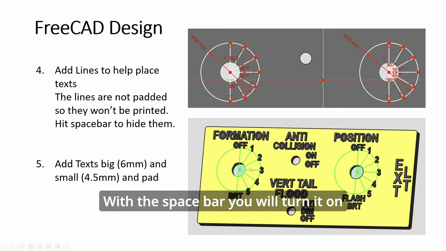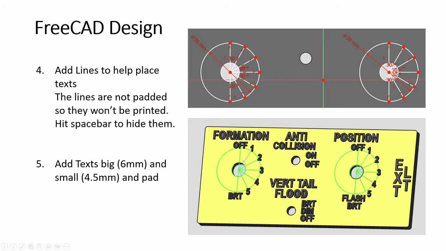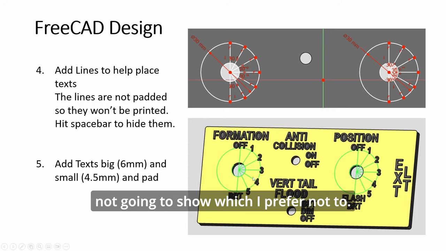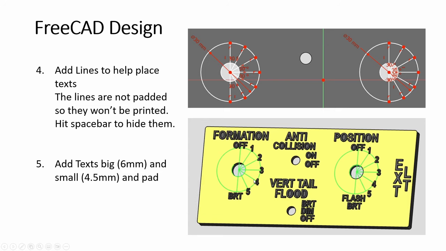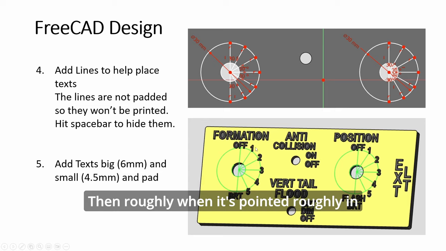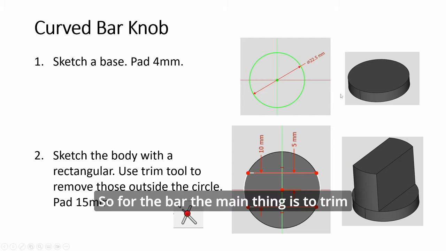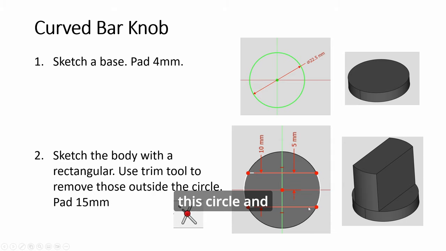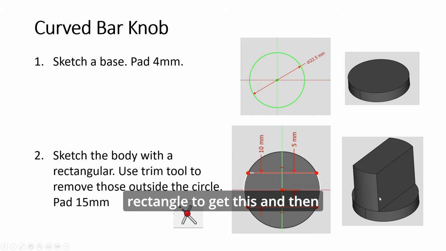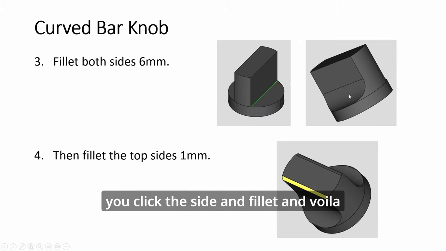With the space bar, you can turn it on and off to help you align. As long as you don't pad the lines, it's not going to show, which I prefer. Then when it's pointed roughly in the direction, I know what it's pointing to without having to align exactly with the line. So for the bar, the main thing is to trim this circle and rectangle to get this, and then you click the side and fillet, and voila, you have a nice curve on the side.